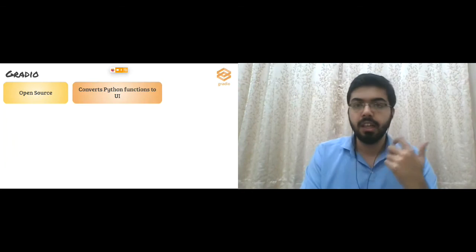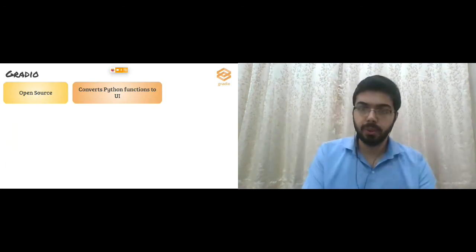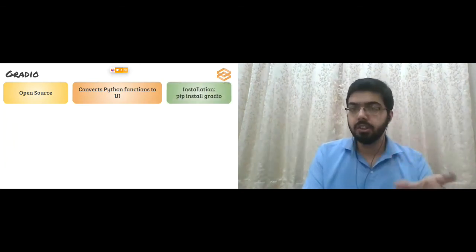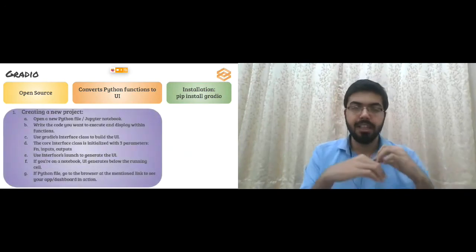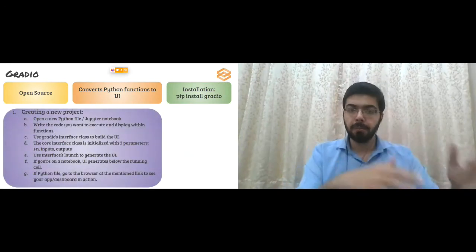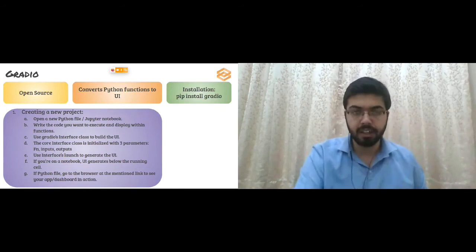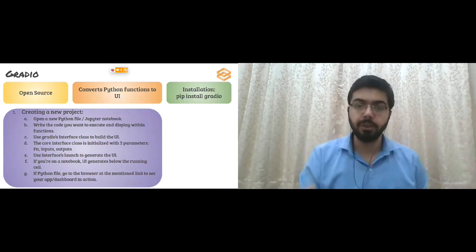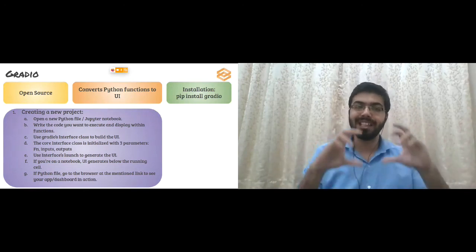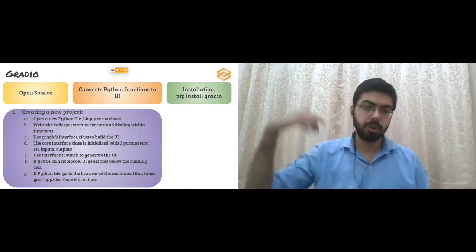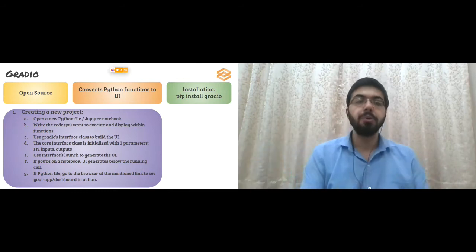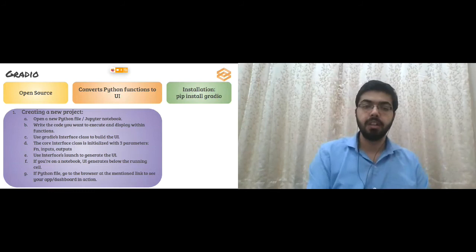Gradio, it's also an open source framework. It converts Python functions to UI. The way to install this is pip install gradio. And the way to really go about this is you open a new Python file or a Jupyter notebook, like how we did earlier. You write the code you want to execute and display within a function. So you basically create a Python function for the code you want to expose, and you use Gradio's Interface class to build the UI.